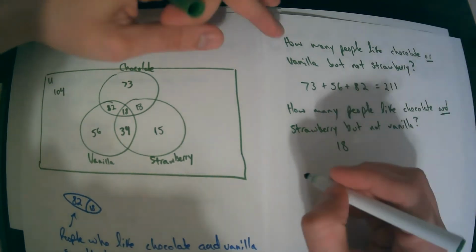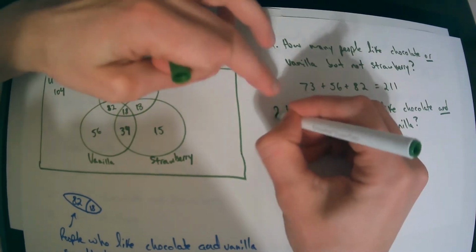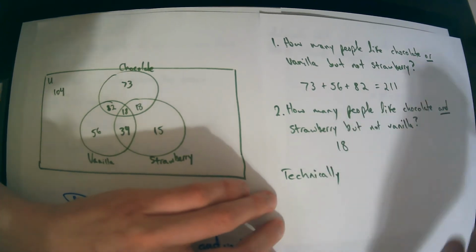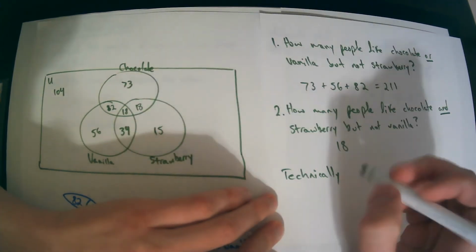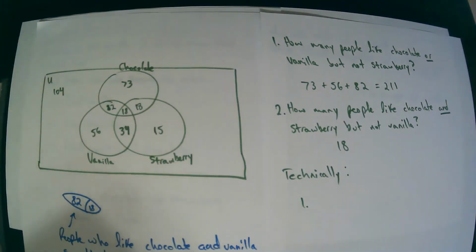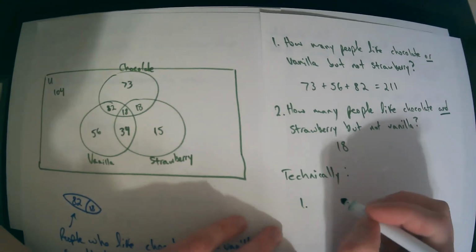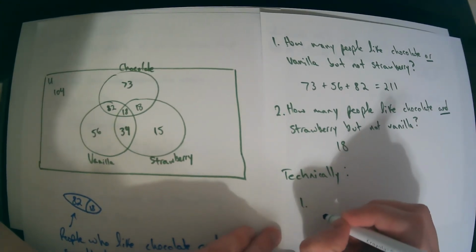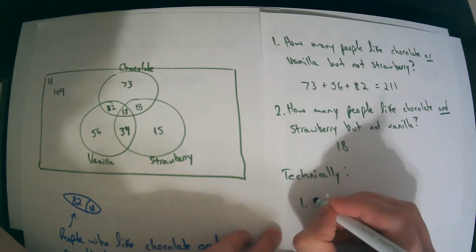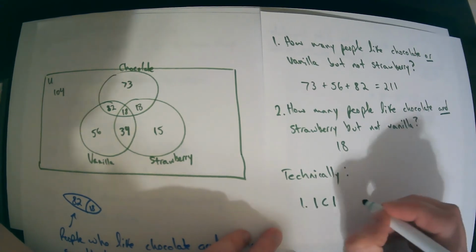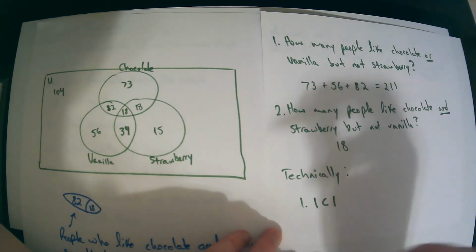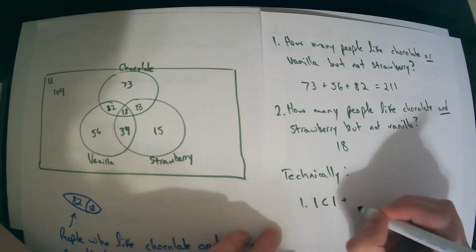So if we want to get technical, let's number these for reference. Technically, with symbols, instead of just talking about it with this picture, this is how you would denote number 1. So number 1 would be the cardinality. Oh, I need to name them. We'll just call them C, V, and S, right? Chocolate, vanilla, strawberry. That's easy. Okay. What are we looking for? How many people like chocolate or vanilla but not strawberry? Right. Okay, so the cardinality of C plus the cardinality of V.